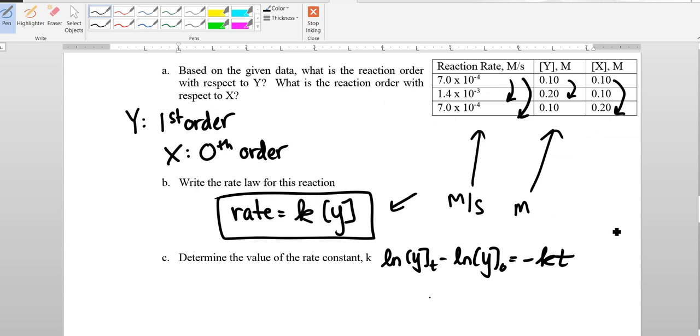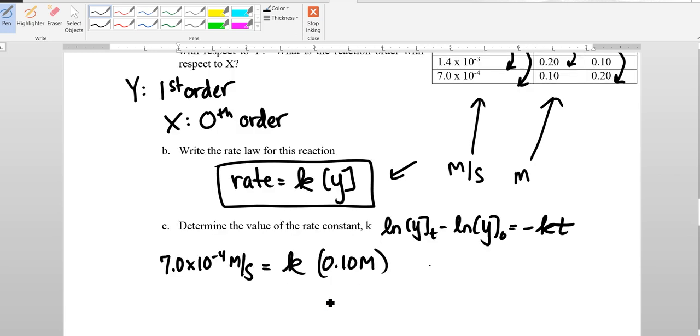So let's go plug that in. It shouldn't matter which data set we use, either the first, second, or third, should all give us the same number because k is a constant. I'm going to plug in data from the first reaction set. So the rate is 7.0 times 10 to the negative fourth molarity per second equals k. The concentration of Y is 0.10 molar. If you rearrange this and solve for k, you end up with 7 times 10 to the negative 4 molarity per second divided by 0.10 molarity. Notice how molarities cancel out.